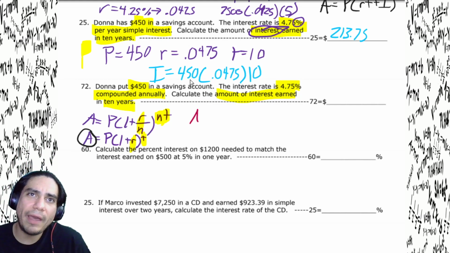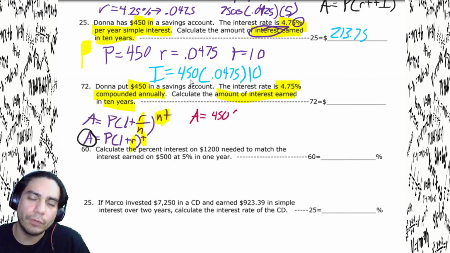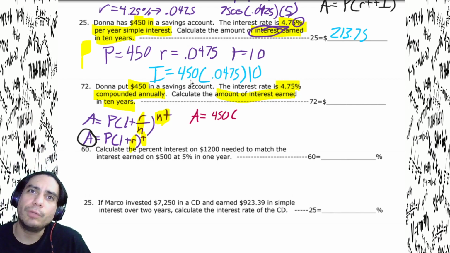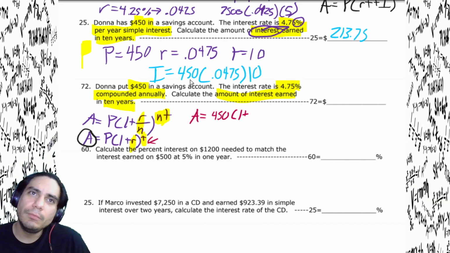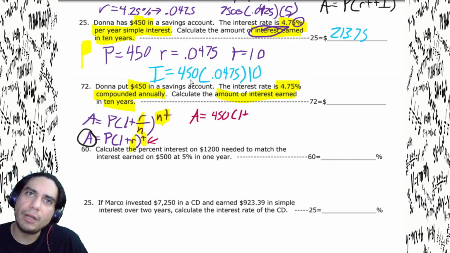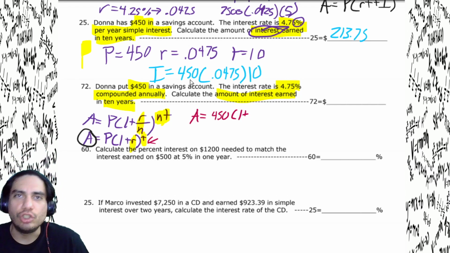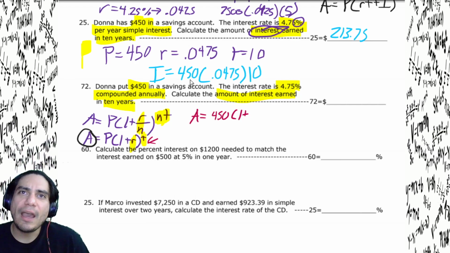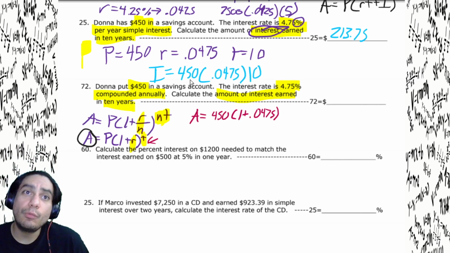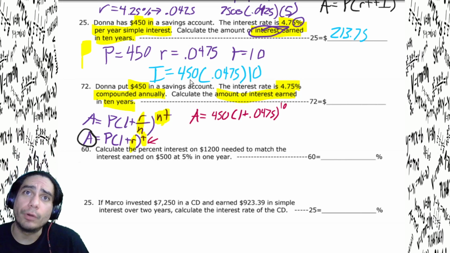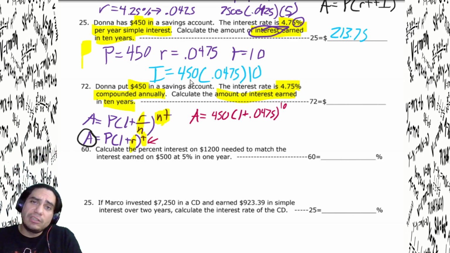So our total amount in the account is going to equal the $450 she starts off with. But then we have to put the parentheses, 1 plus. I'm going to use this formula right here because we don't need to divide by 1, and we don't need to multiply our power by 1. But I want to expose you to that formula. So we're going to add 0.0475, and then we're going to raise that to the 10th power, okay?